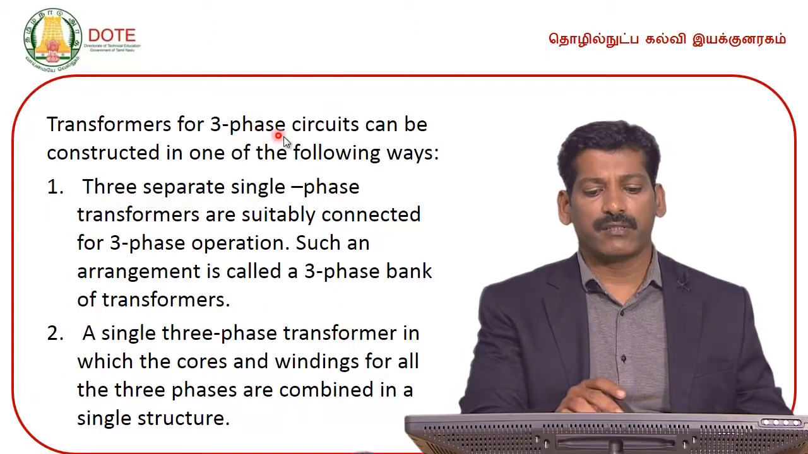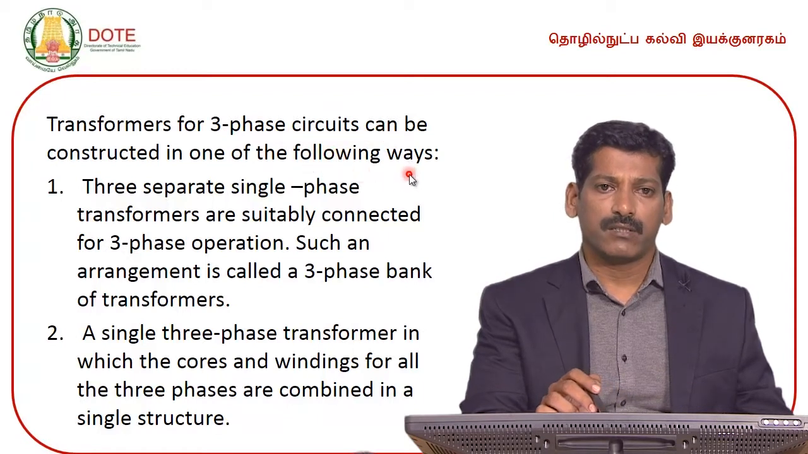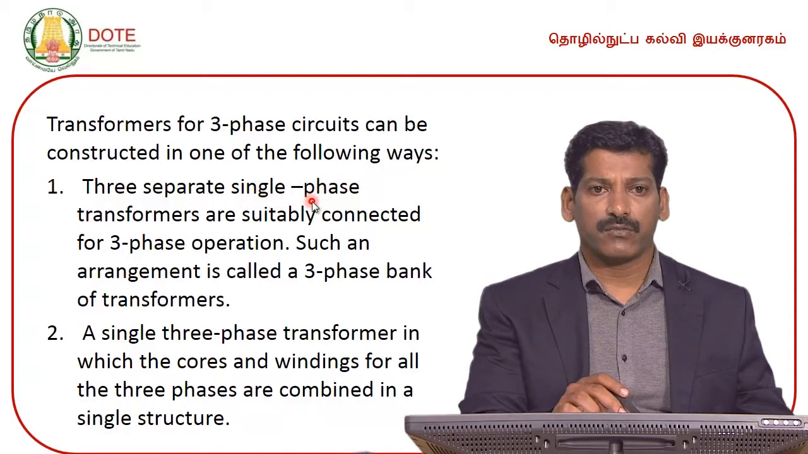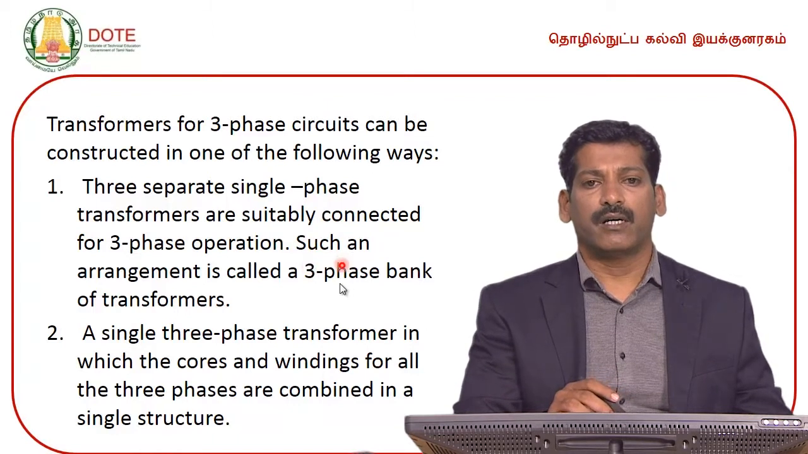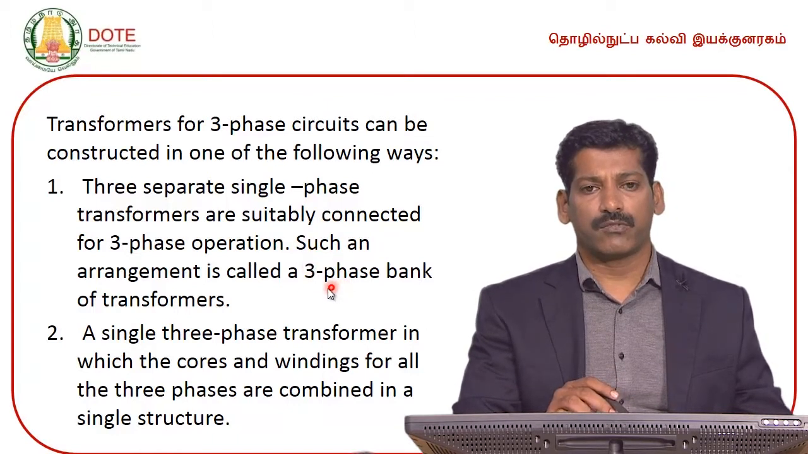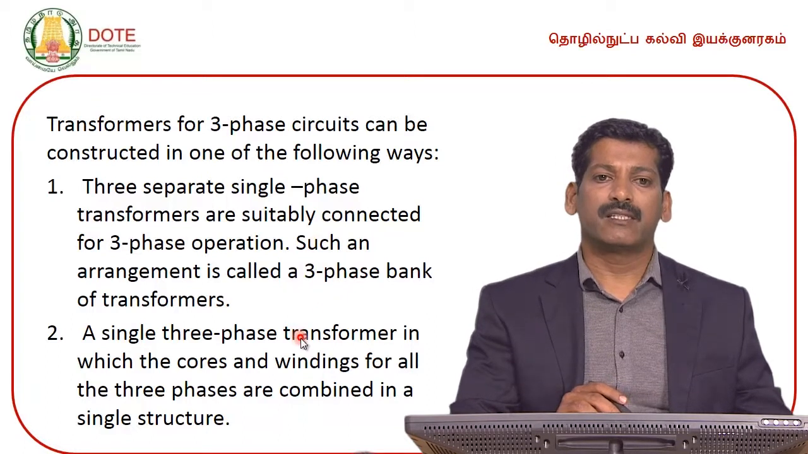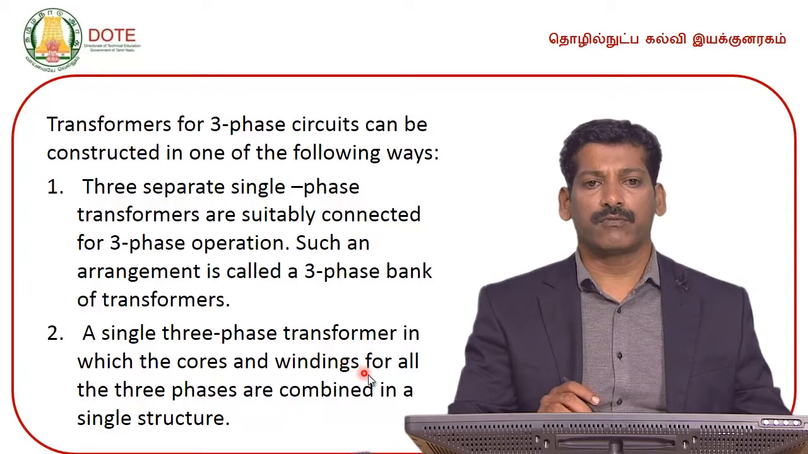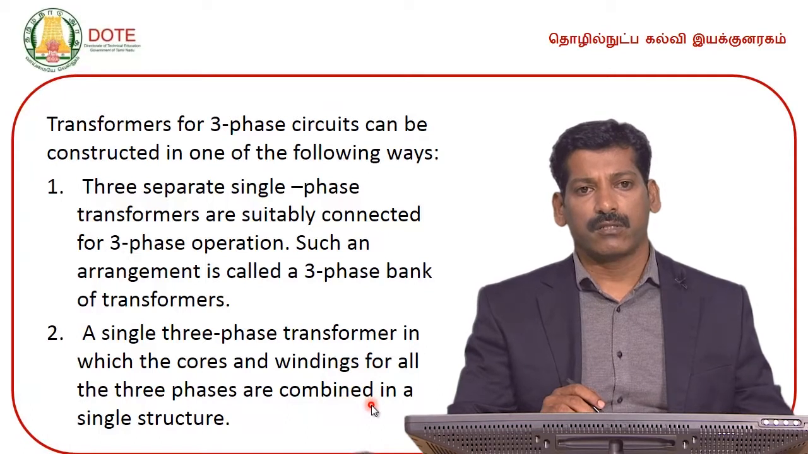Transformers for 3-phase circuits can be constructed in one of the following ways. Number 1, 3 separate single phase transformers are suitably connected for 3-phase operation. Such an arrangement is called a 3-phase bank of transformers. Or on the other hand, number 2, a single 3-phase transformer in which the cores and windings for all the 3 phases are combined in a single structure.